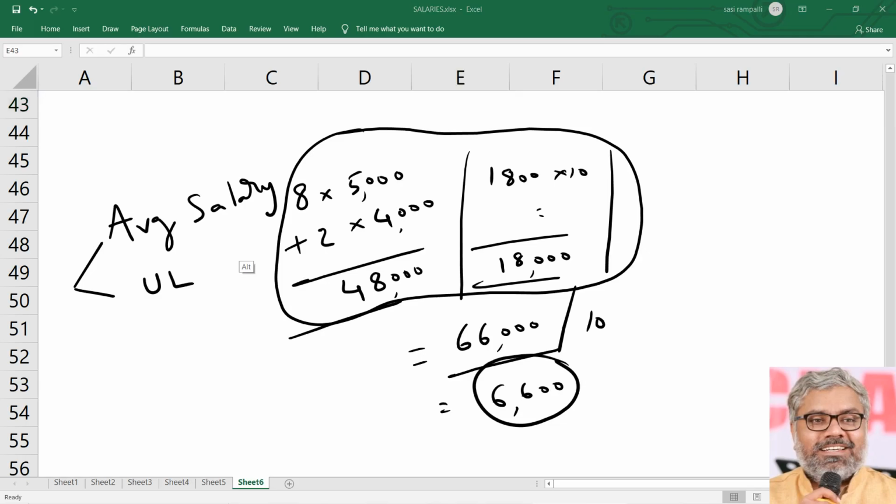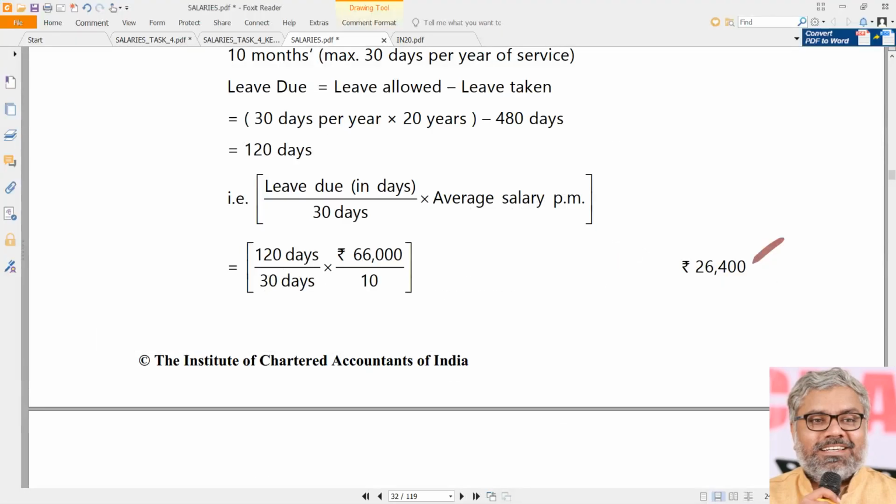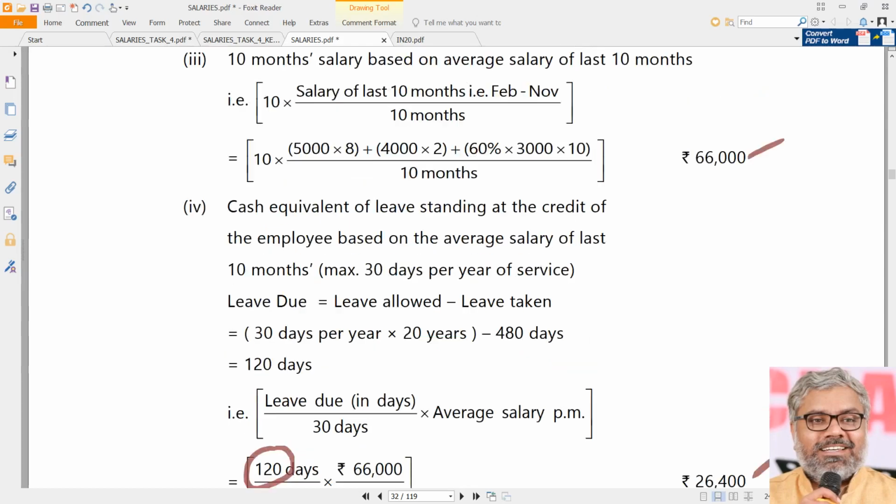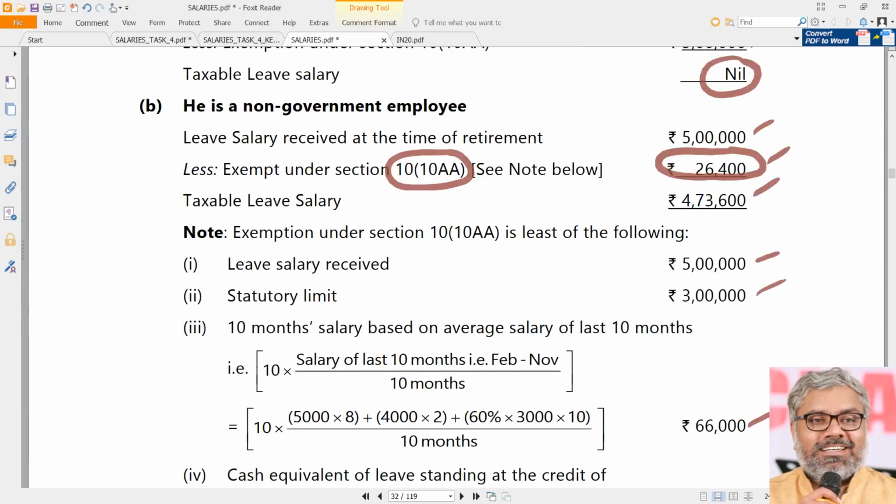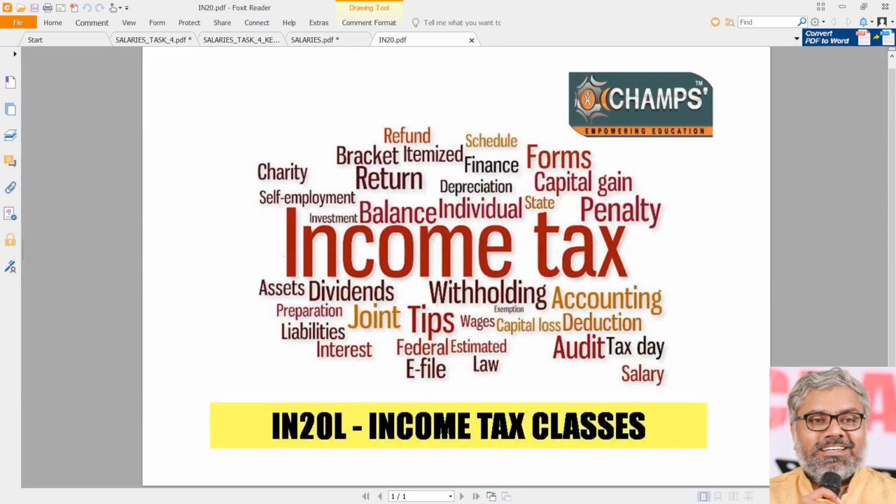In this particular example, it was not exceeding 30 days, it was exactly 30 days, so there is no problem. So 120 days was the leave unavailed. Convert into months and multiply with average salary. You will get the fourth calculation. Whichever is lower is exempt, that is 26,400. So naturally in this case, the taxable leave salary is 4,73,600. This is another important retirement benefit, that is section 10(10AA) related to leave salary.